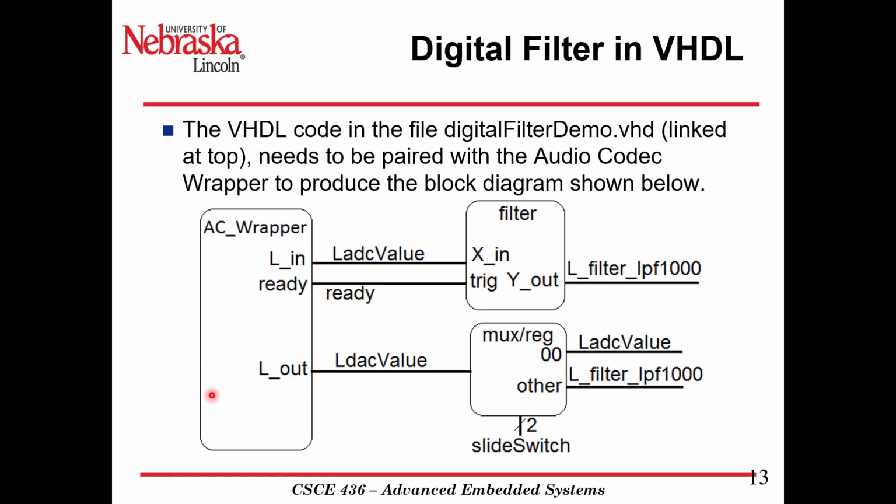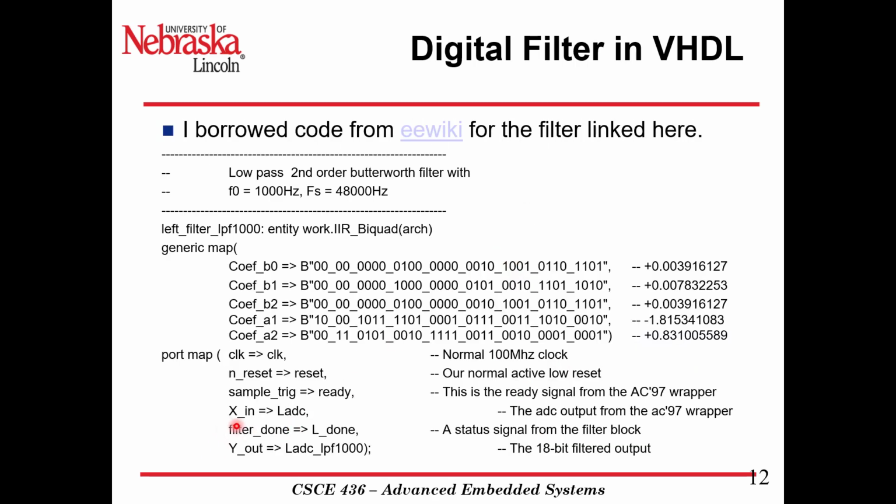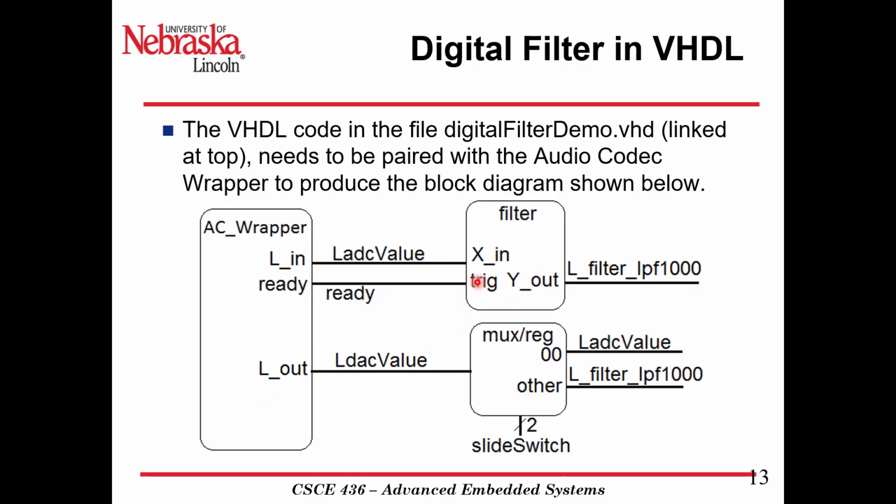This is essentially how it's all hooked together, a block diagram. So we have our audio codec wrapper, the left channel, there's a left and a right. I only show the left in here. So left input, left ADC value goes into our filter in the X in, and then our ready signal goes into the trigger, and then it outputs this value.